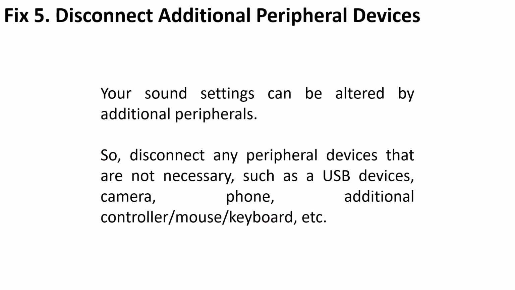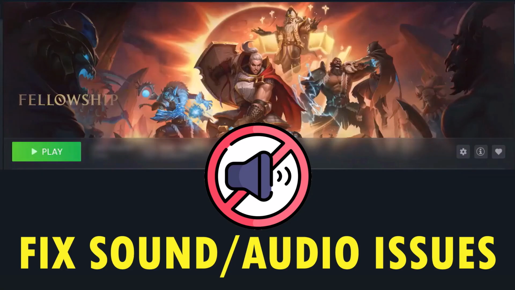Fix 5 is to disconnect additional peripheral devices. So your sound settings can be altered by additional peripherals. So disconnect any peripheral devices that are not necessary, such as USB devices, camera, phone, additional controller, mouse, keyboard, etc. and then check. So by this way you can easily solve sound or audio issues in Fellowship games.